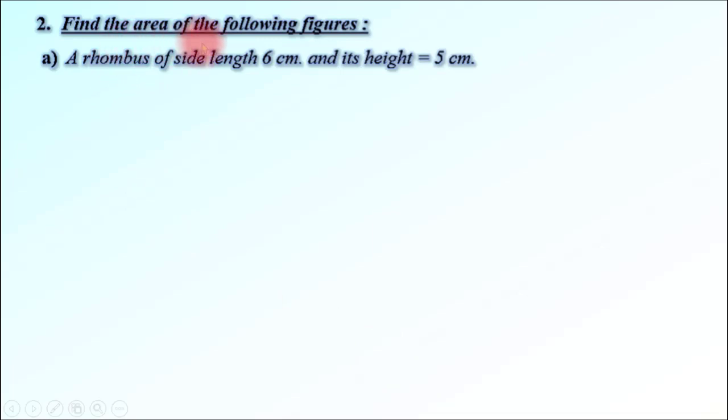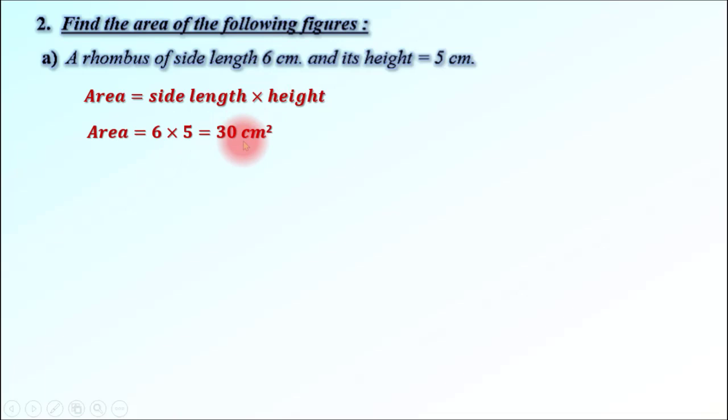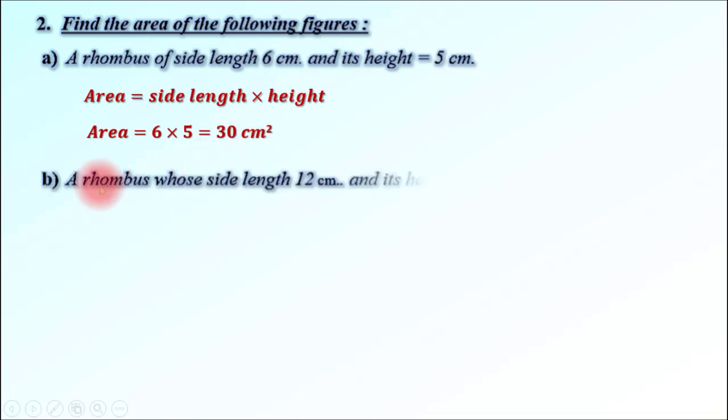Number 2, find the area of the following figures. A, a rhombus of side length 6 cm and its height equals 5 cm. We have two rules for the rhombus. First, side times height, or half times diagonal 1 times diagonal 2. We use the area equals side length times height, which equals 6 times 5 equals 30 cm square.